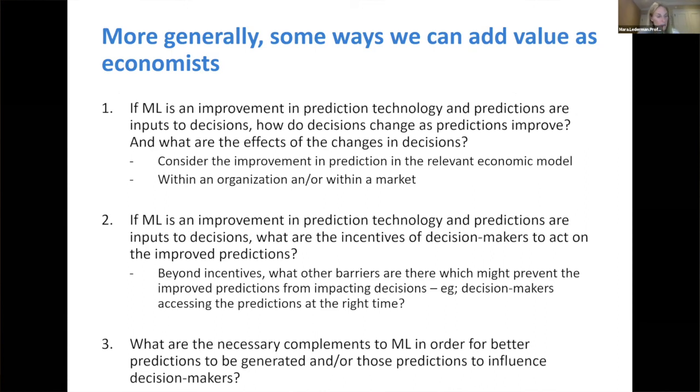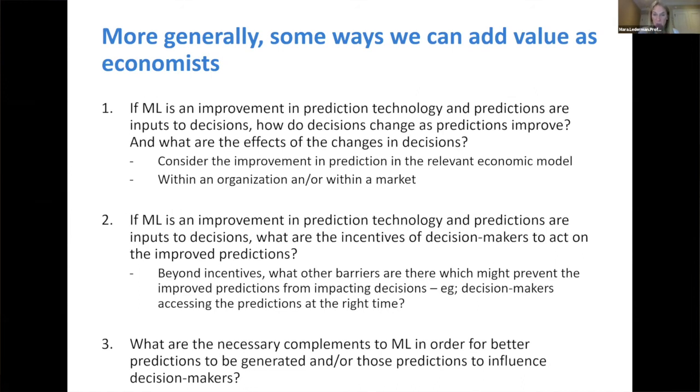So more generally, and I think this is my last slide before a summary, some of the ways I think you can add value as economists studying machine learning are here. Here are 3 of them. So 1, if machine learning is an improvement in prediction technology, and if predictions are inputs to decisions, how do decisions change as predictions improve? And what are the effects of those changes in decisions?